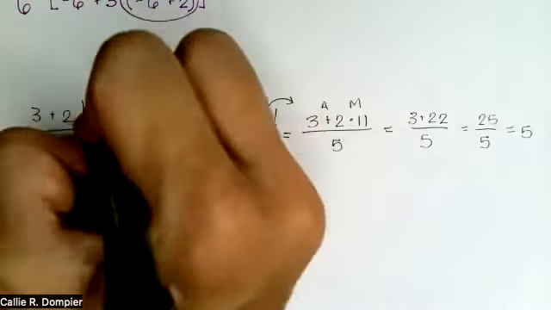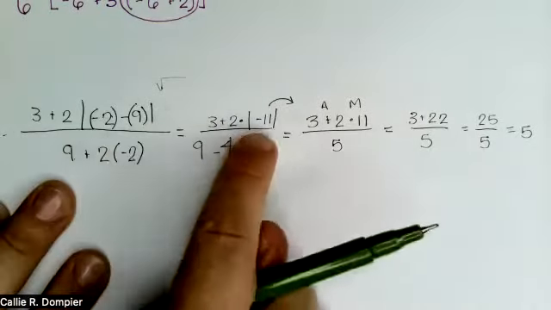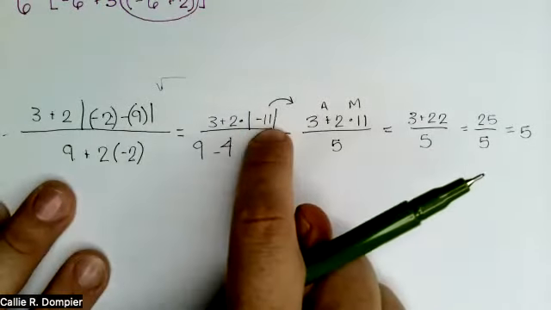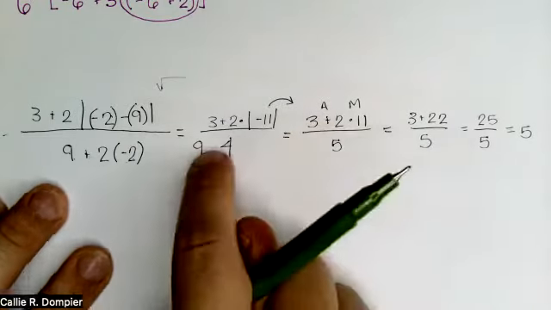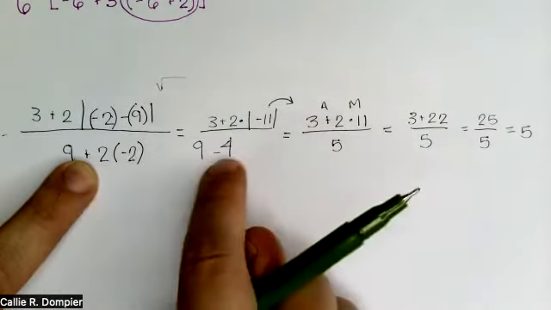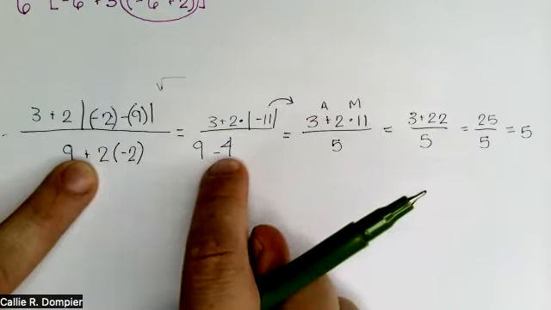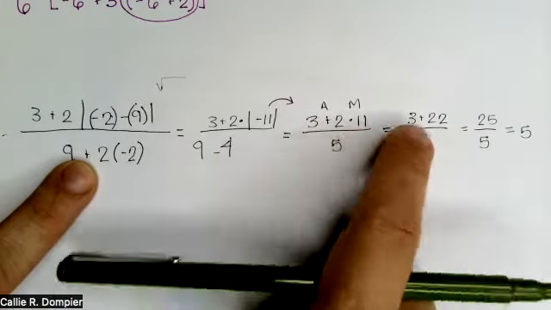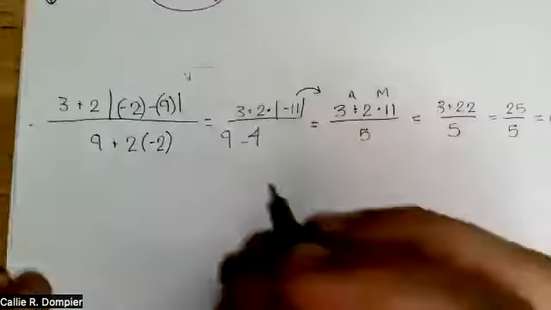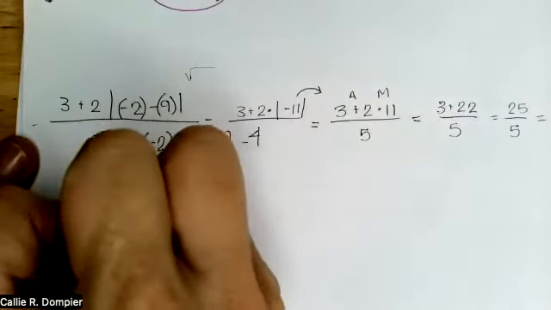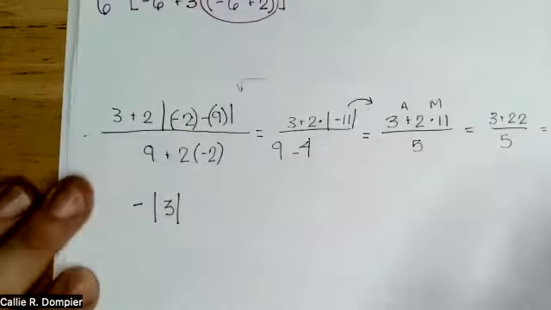Good. So we replaced -2, -9. We solved inside this because this was a grouping symbol. Then we took it out, made it positive because it's a distance. We multiplied before we added. Here we just multiplied before we added. Now we combined, right, or subtracted. 3 plus 2 times 11 becomes 3 plus 22, which is 25 over 5, which is 5. And then we got the absolute value of -3.